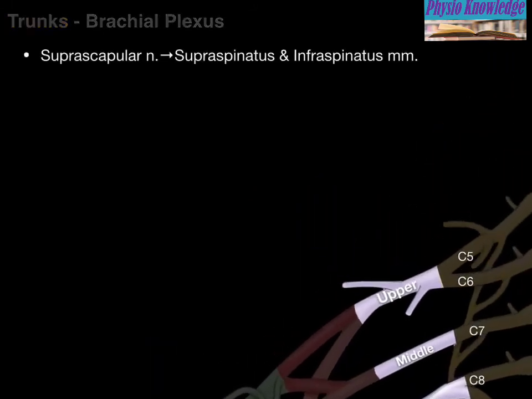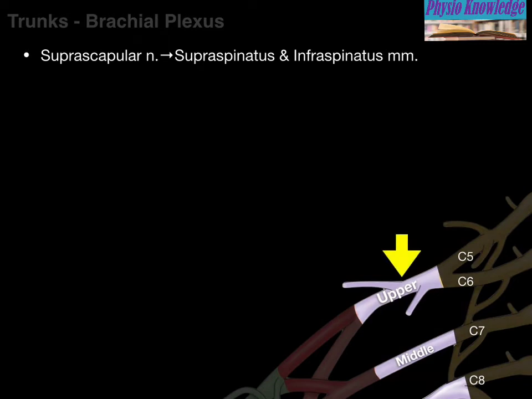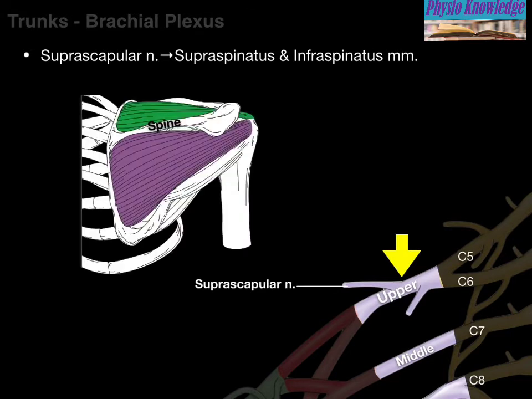The one nerve branch we'll focus on is the suprascapular nerve that innervates our supraspinatus and infraspinatus muscles. There is the upper trunk, so the C5 and C6 levels going into the upper trunk, making our suprascapular nerve, which then innervates our supraspinatus and infraspinatus muscles, named according to their association with the spine of the scapula.